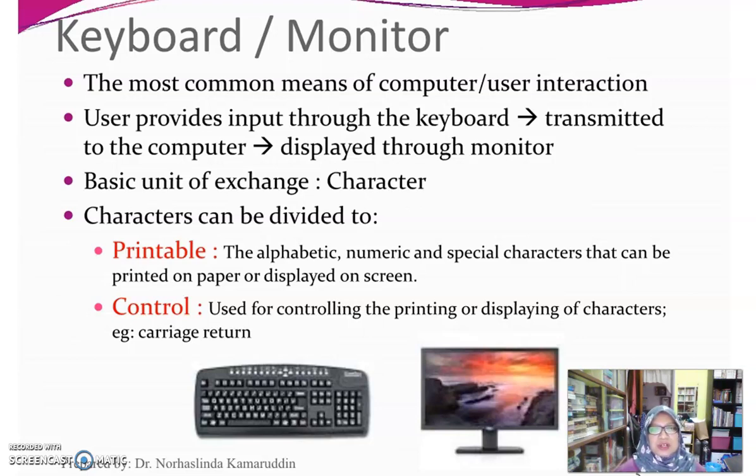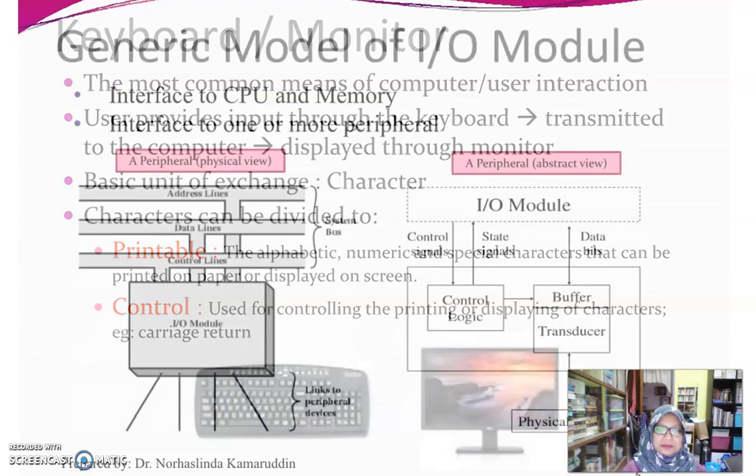The basic unit of exchange is the character, and we have two types of character. One is printable, something that you can see with your eyes: the alphabetic, numeric and special characters that can be printed on paper and displayed on screen. Whereas control characters are used to control the printing or displaying of characters. For example, tab and space are control characters.